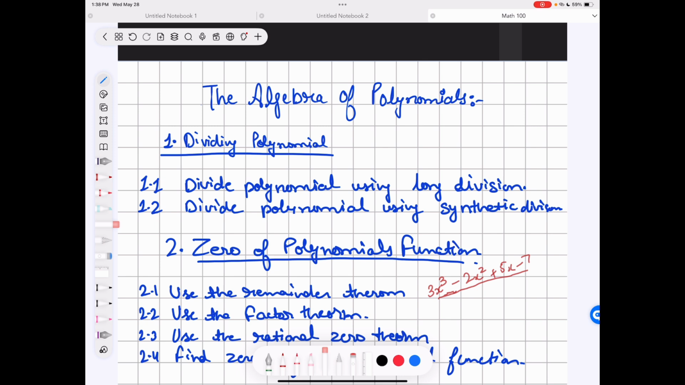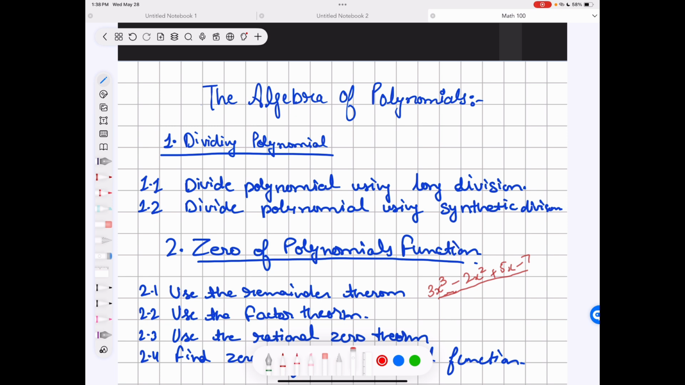I will be going over unit 5 from our textbook from Math 100, which will cover the algebra of polynomials. In this we will learn how to divide polynomials using long division and synthetic division.